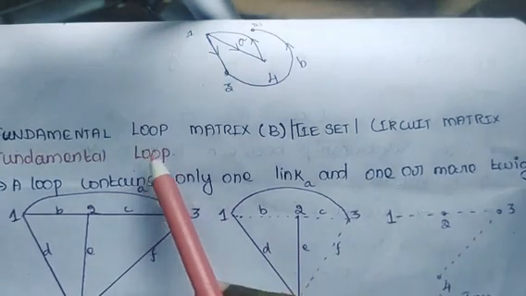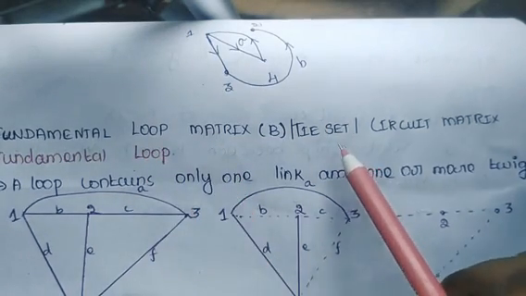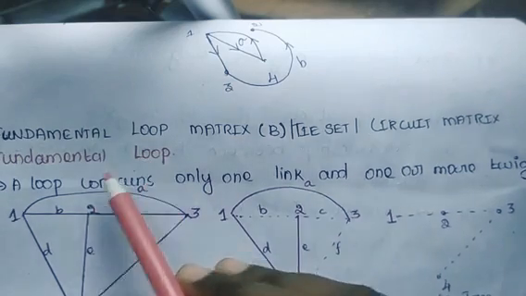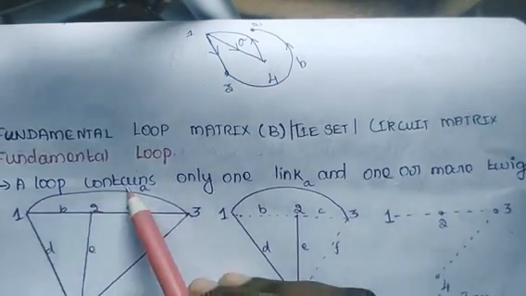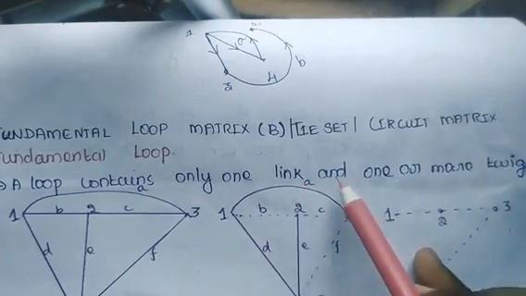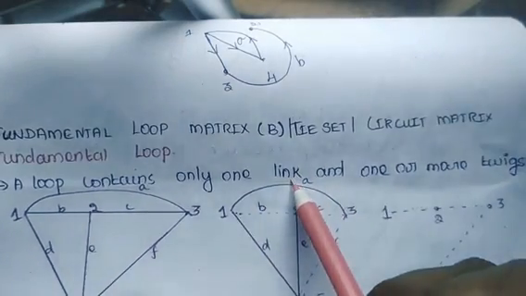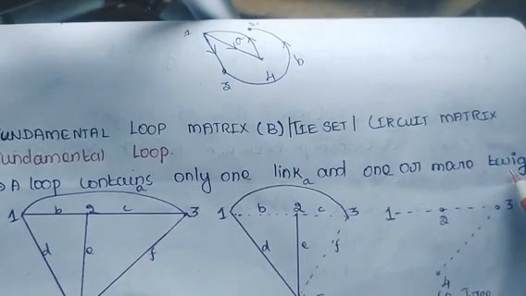Next is the fundamental loop matrix. Its other names are tie-set matrix and circuit matrix. What is a fundamental loop? See the definition. A loop contains only one link and one or more twigs. What is a link? It is a branch of a co-tree. What is a twig? It is a branch of a tree.